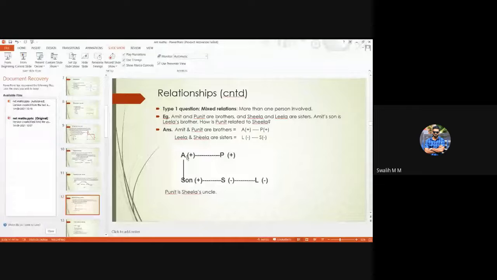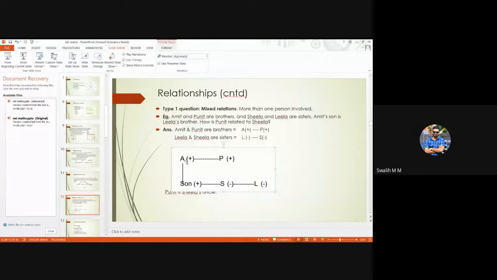Amit and Punit are brothers. Leela and Sheila are sisters. And then it is given Amit's son is Leela's brother. So Leela has a brother, and that brother is also Amit's son. So they would all be 3 siblings, and they would all be the children of Amit as well. Now the question is, how is Punit related to Sheila? Punit and Sheila.